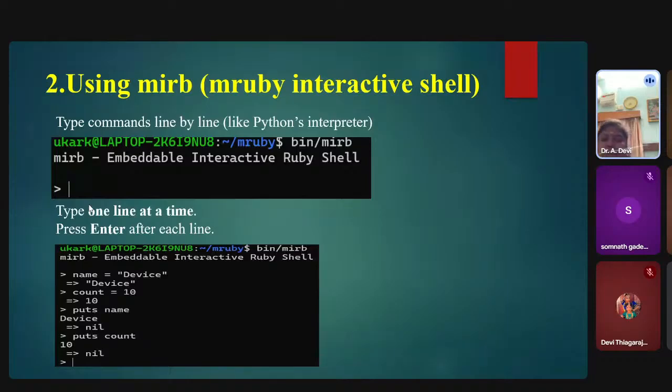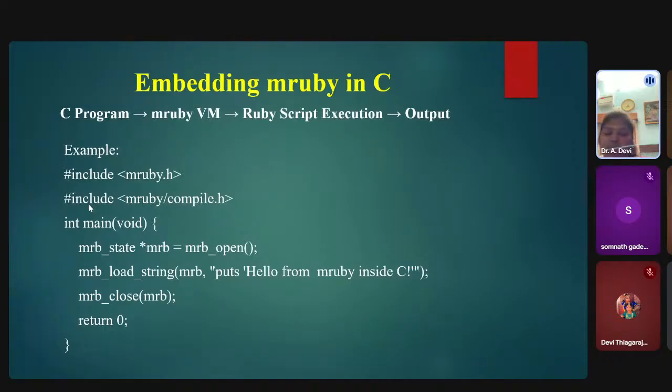Exiting from mirb is much easier. When you press Control plus D, it sends an end-of-file signal and closes the interactive shell, and mirb comes out. Or you can simply type exit.